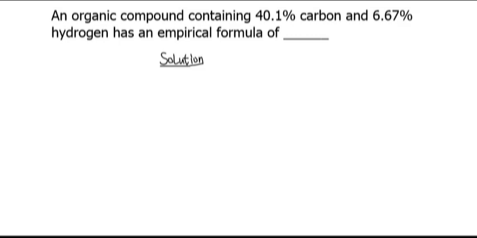Now, I'll be reading the question again. An organic compound containing 40.1% carbon and 6.67% hydrogen has an empirical formula of dash. Here we are asked to calculate the empirical formula of the organic compound.